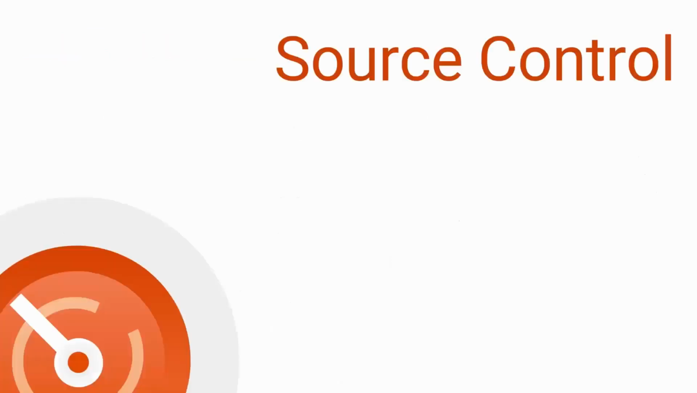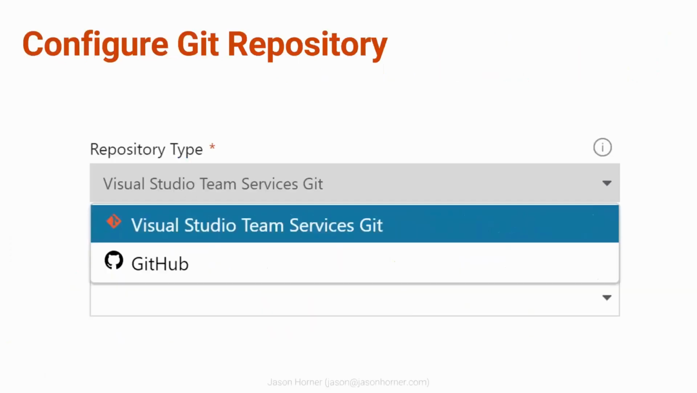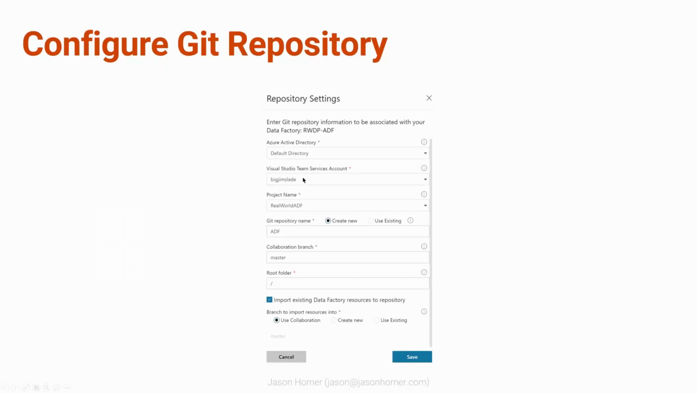Okay. As far as operationalizing, you can connect to a Git repository that can either be on GitHub or in Azure DevOps, formerly known as VSTS. You specify the information. So in this case, I've got it set up to an Azure DevOps account. I've got a repository for it. I'm going to use the master branch for my collaboration branch, and I can specify the root folder. I can either leave it at the root of the repository, or I can put a folder structure underneath there. And then when I set this up, I can import the existing Data Factory resources into the repository.